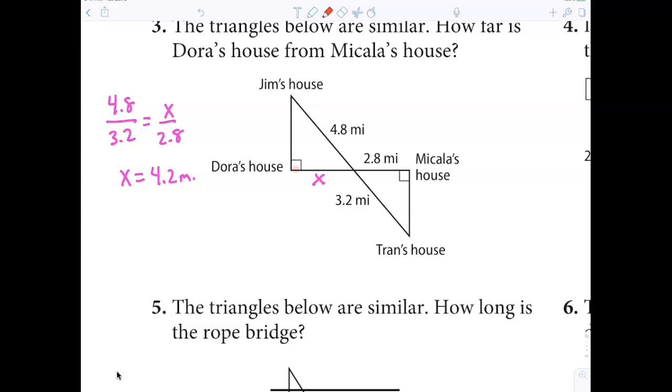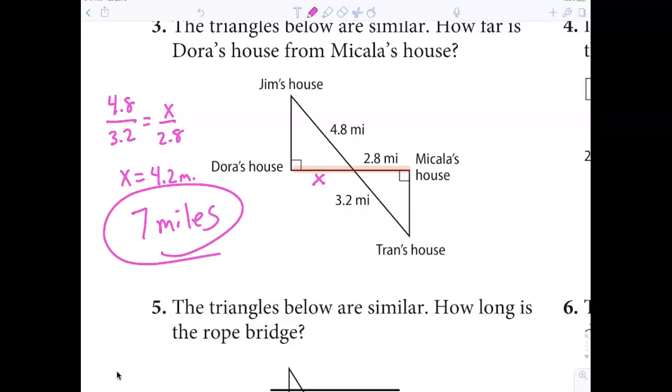Because this is the thing that kids make the mistake on. They don't answer the question. Right? Everybody see how that 7 is the correct answer? Because we're trying to figure out from Dora to Micala's. So that's what? Not X, but 7 miles.